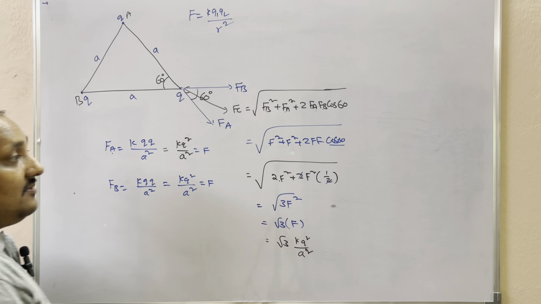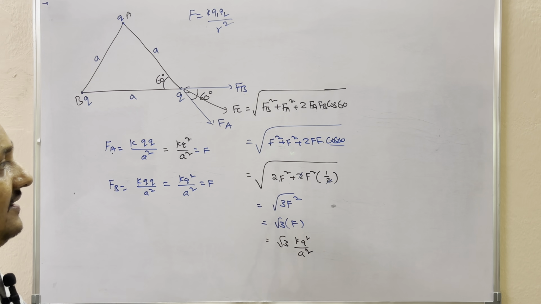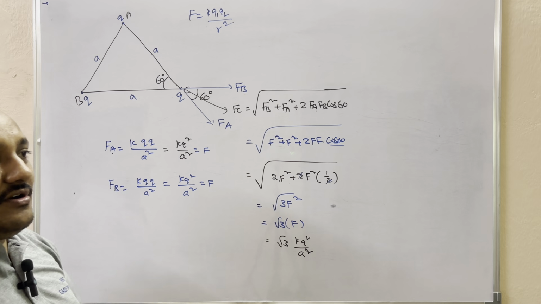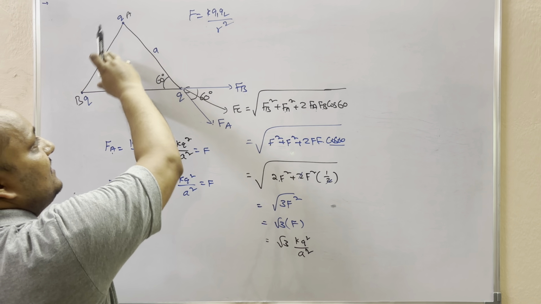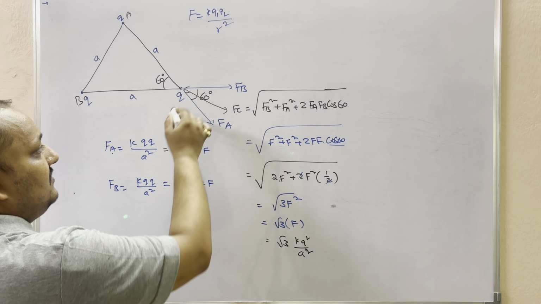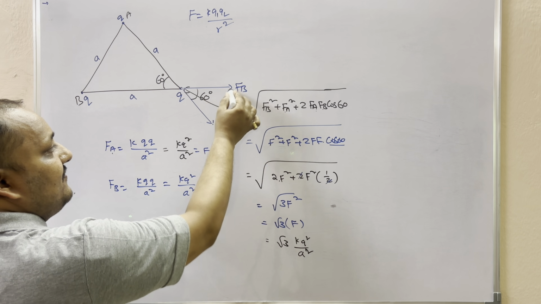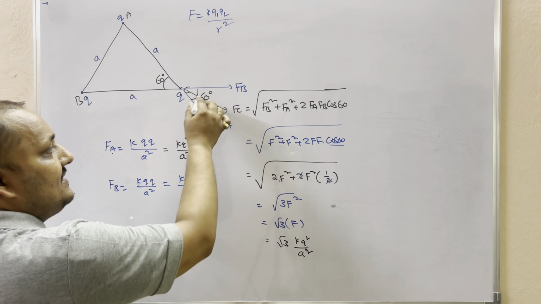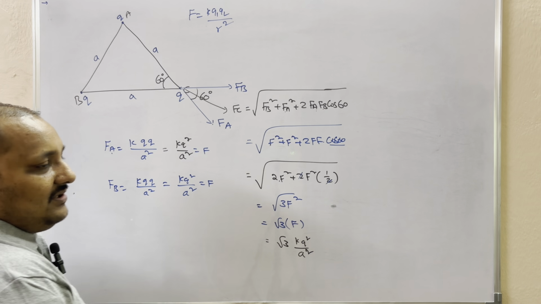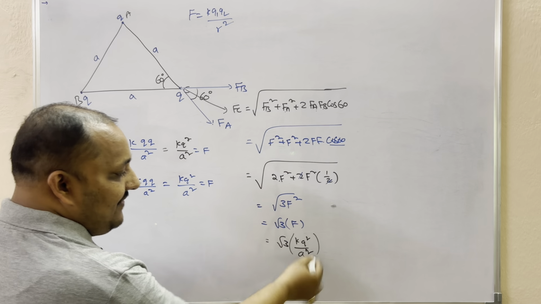So, in the exam, how to do it fast? If you do it like this, it is going to take so much time. Whenever you observe this question, the resultant force between two equal forces at 60 degrees, directly you should remember root 3 F we are going to get.